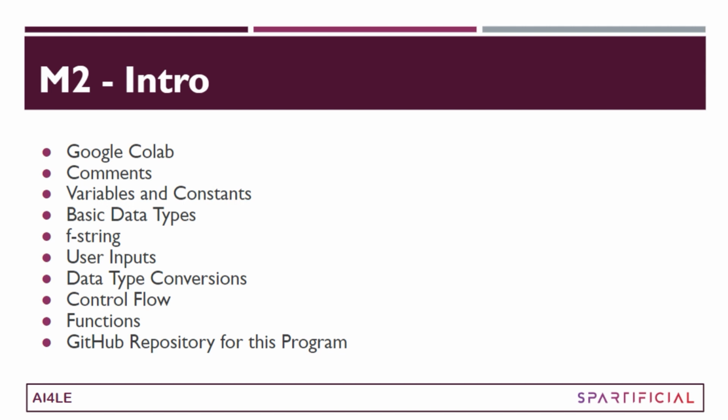So now talking about the stuff that we are going to cover in this module, we are going to start by understanding what is Google Colab, and then how you can have Python commands, what are variables and constants, the basic data types that we are having in Python, what do we mean by f-string, how do we use it, and when should we use it.